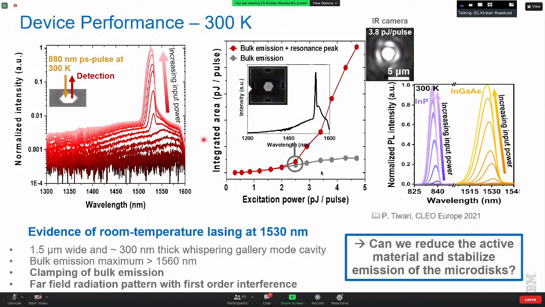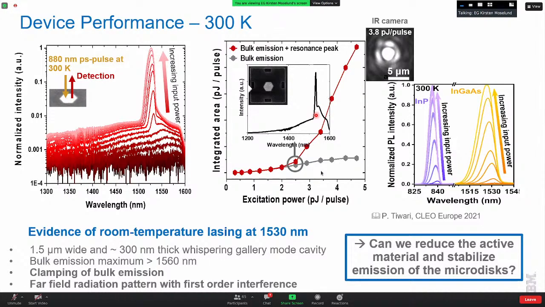So here's device performance at 300 Kelvin. As these are pumped at 880 nanometers, we use pulsed. So we have a supercontinuum pump source here, and we can see eventually this resonant peak appearing. This is perhaps more clear here if you're looking at this graph. Here we have the gray line, it's just the bulk emission with increasing excitation power. And we can see at one point here, the bulk emission and the resonance peak deviate, and we observe this resonant emission coming up.